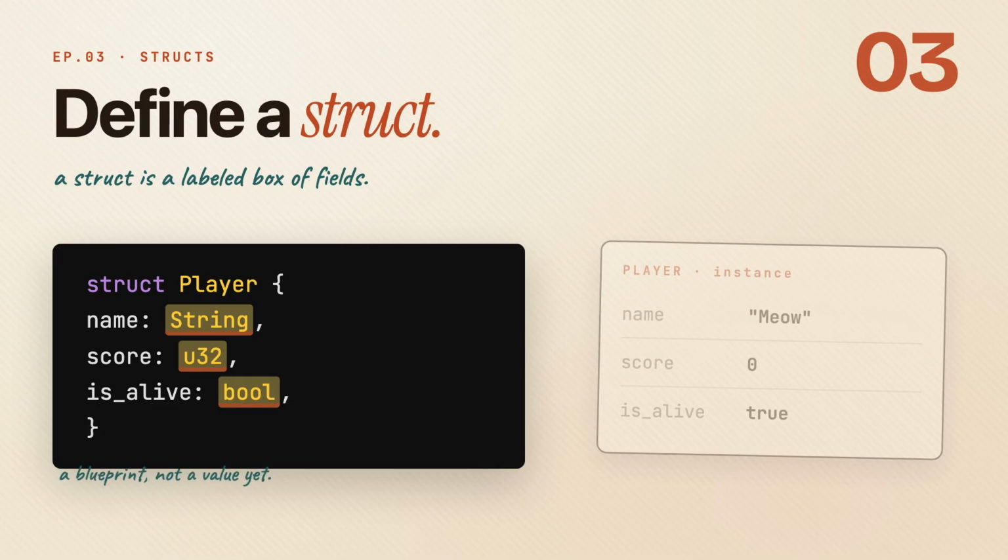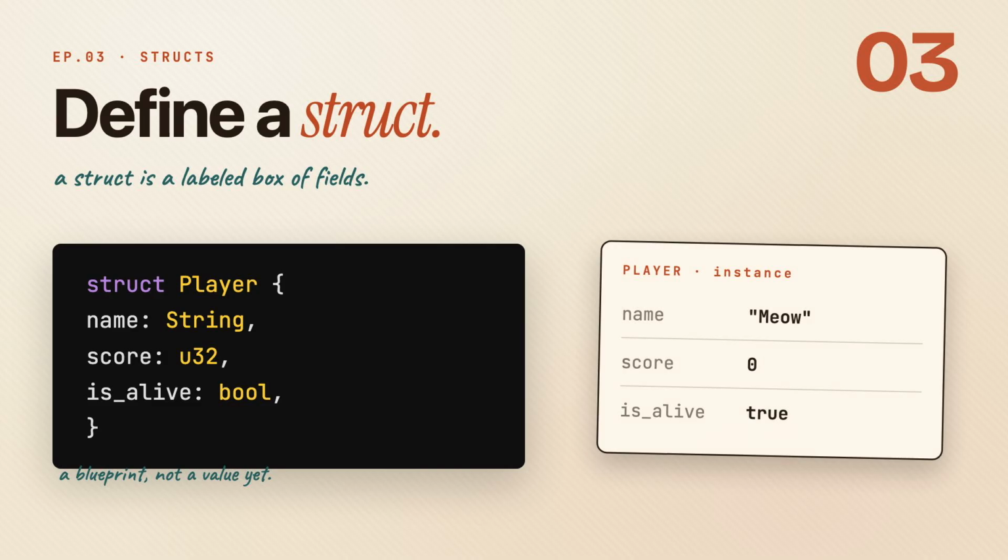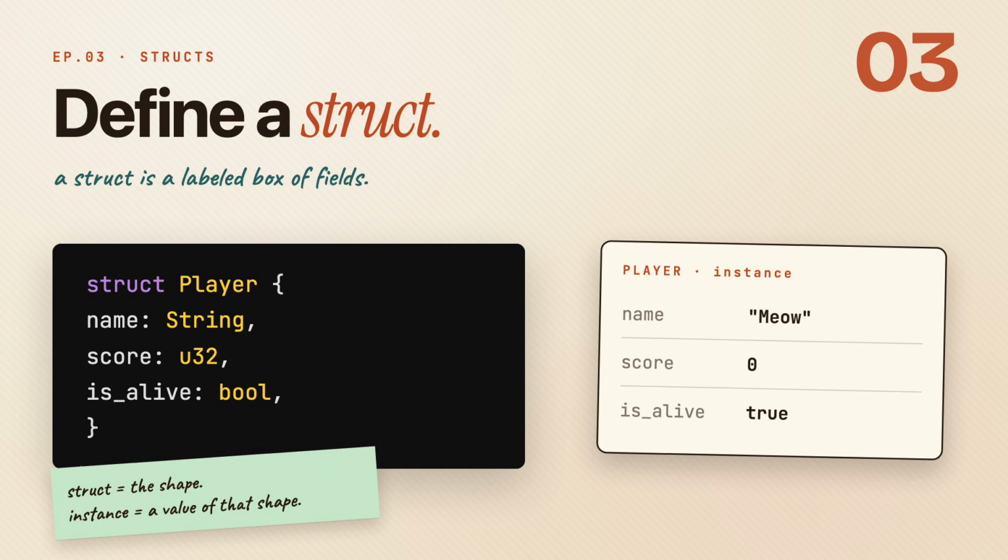What we have written so far is the shape, the blueprint. It does not create a player yet. Writing the struct gives you a type, nothing more, nothing less. But if you want to get a value, fill the shape in: each field gets a value. Then we will have one player, Meow, score 0, is alive, and one value of that shape is completely ready to use.